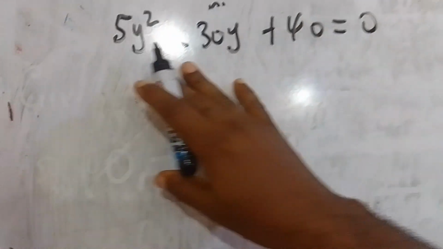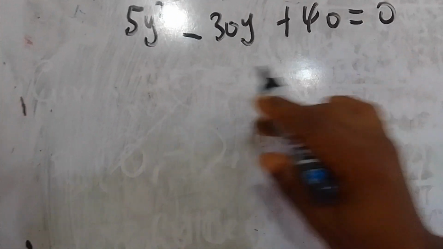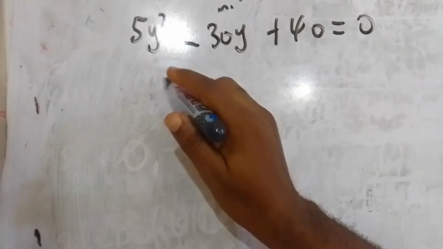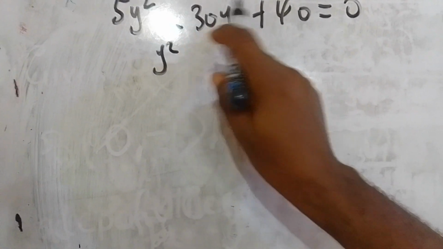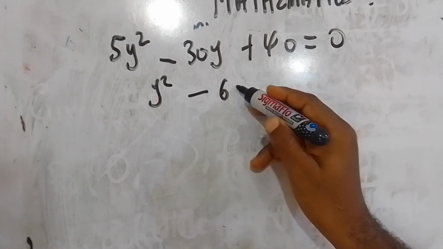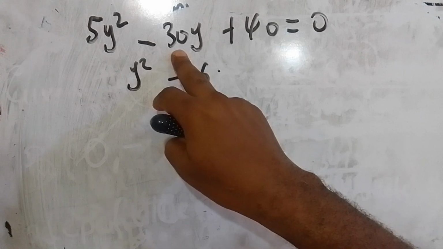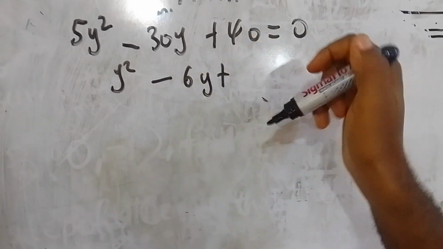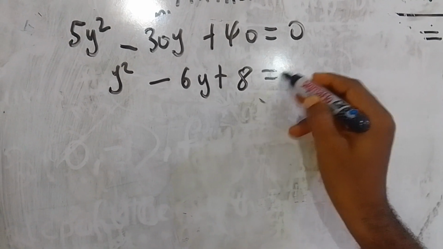Now I can reduce this equation to simplest form by dividing both sides by 5 throughout. So 5y squared divided by 5 will give us y squared, minus 30y divided by 5 will give us minus 6y, then plus 40 divided by 5 will give us 8, is equal to 0.